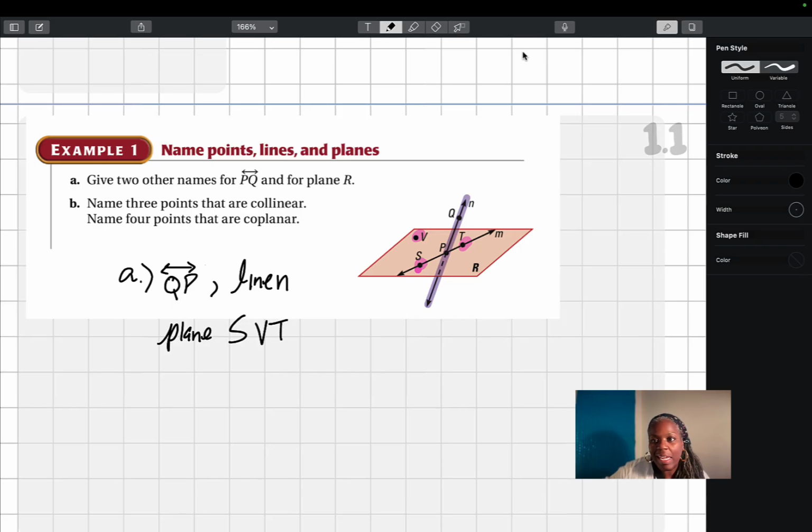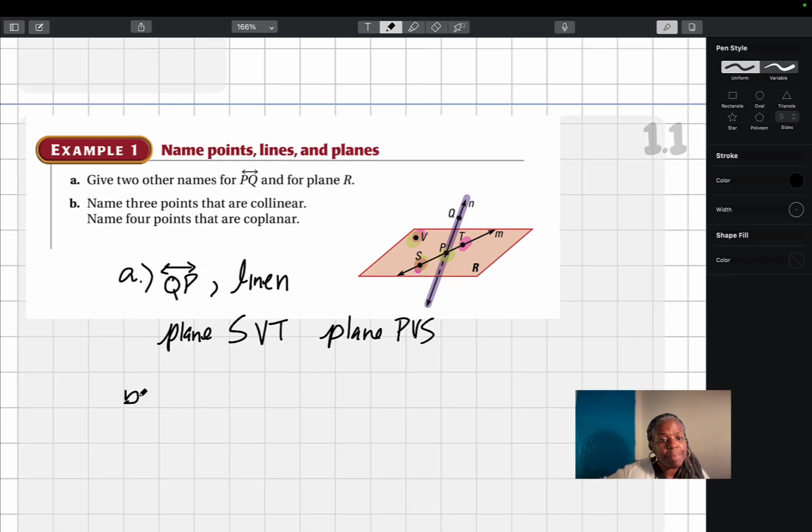We could do that again. We could choose another 3 points on the plane. I could choose S again, but this time choose P and then choose V. So another way to do that would be SPV, or we could even change the order of SPV. We could name it plane PVS. All right, so those are 2 other names.